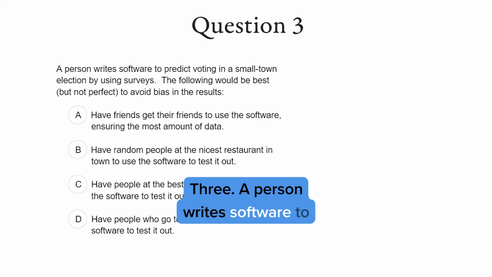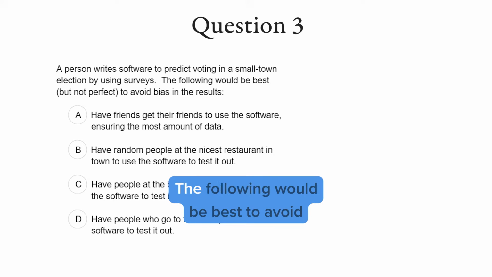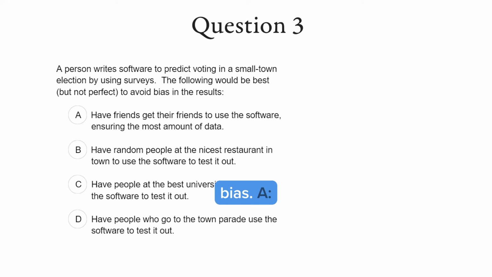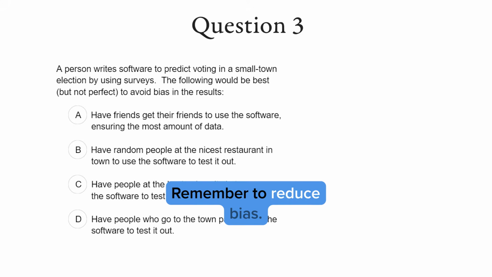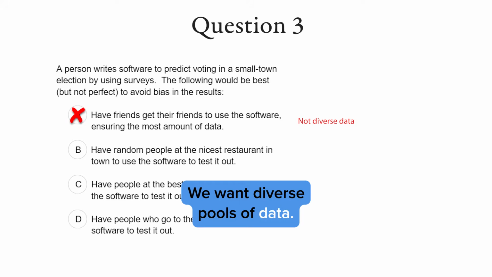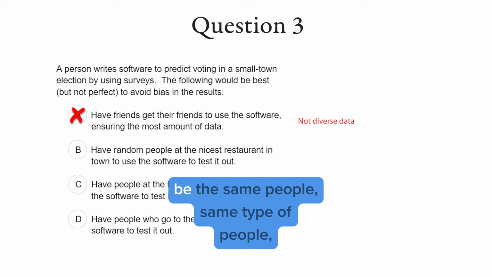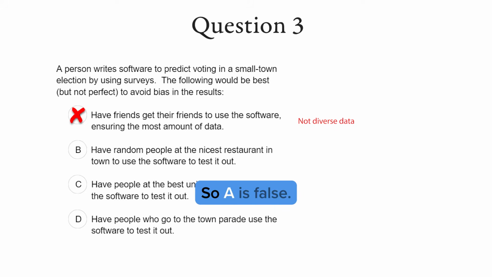3. A person writes software to predict voting with surveys. The following would be best to avoid bias. A. Having friends get their friends to use the software. Remember, to reduce bias, we want diverse pools of data. So friends of friends are likely to be the same people, same type of people, and they will not be diverse. So A is false.